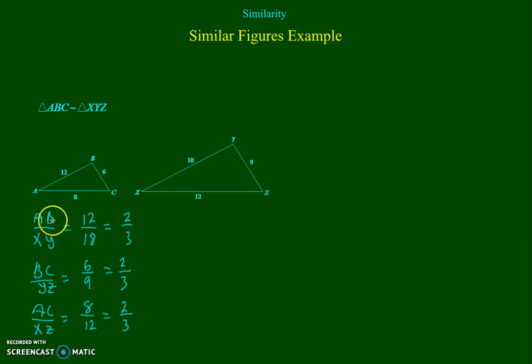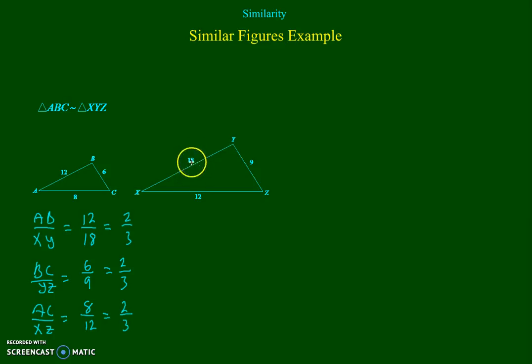You'll remember that this ratio, the ratio of two corresponding sides, is the scale factor. Now, remember that scale factor was the ratio of two corresponding sides, and it's destination divided by source. So since we have 12 divided by 18, it's the scale factor from XYZ to ABC, which means that ABC is 2/3 the size of XYZ.